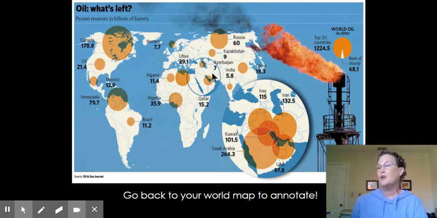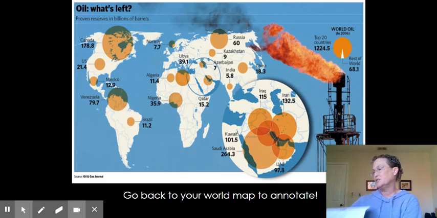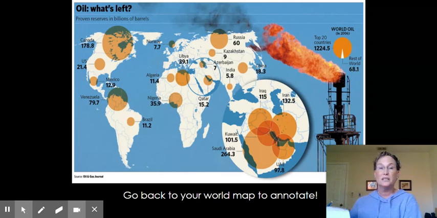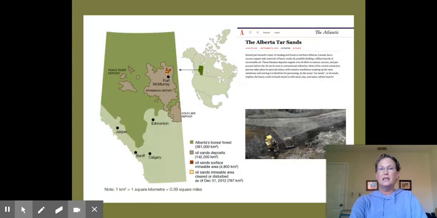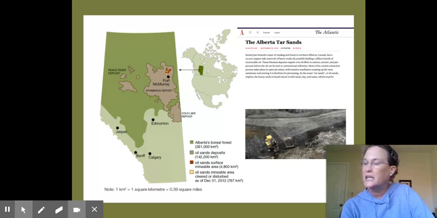So you can kind of draw in here. You can use a different color for oil and just sort of give yourself an idea of where the oil is. So that's for you to go back. Get another color and put that in. We'll let people show their maps in a Zoom session so that you guys can make sure that you have these done correctly. Okay, and then we'll talk about the Alberta tar sands.